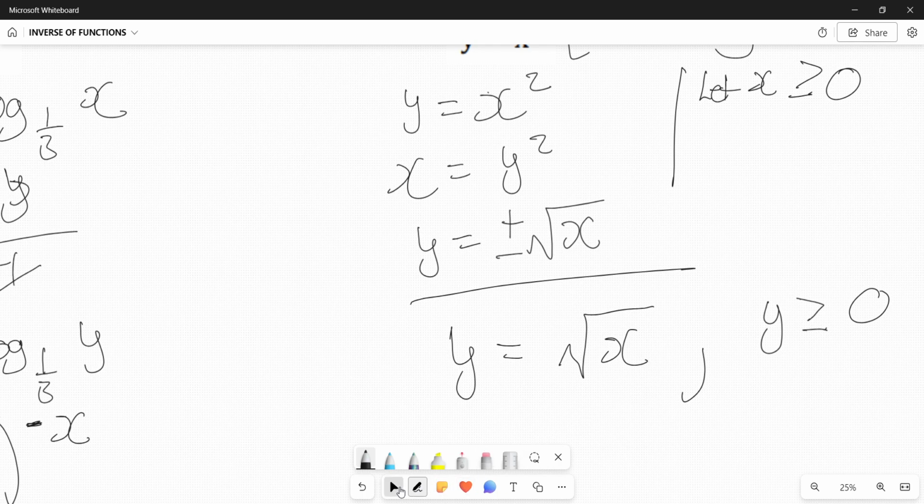So that is how you can find the inverse of the parabolic function. So yeah.